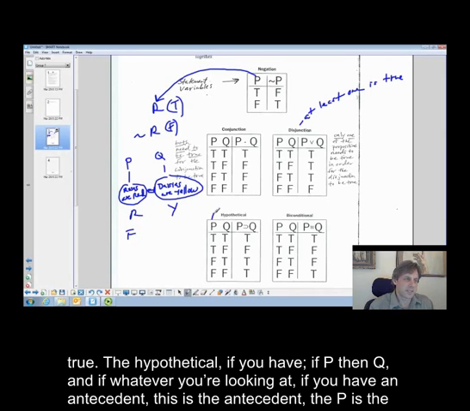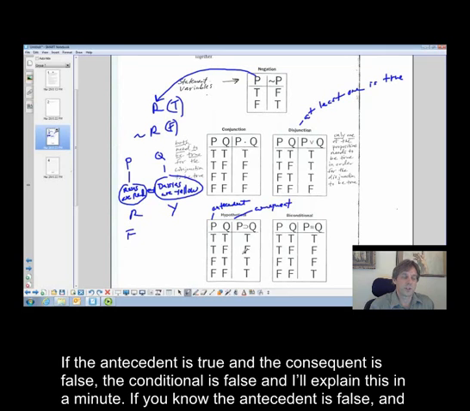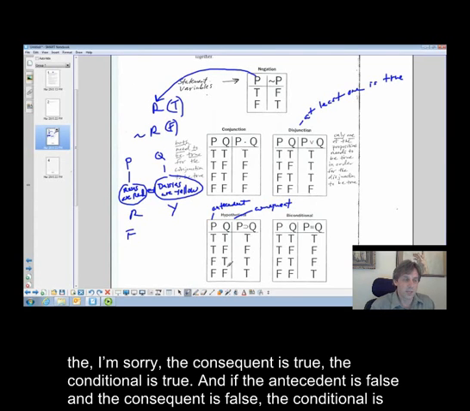The hypothetical: if you have if P then Q, this is the antecedent, the P is the antecedent, whatever it is. The Q is the consequent, okay? If you know the antecedent is true and the consequent is true, the conditional is true. If the antecedent is true and the consequent is false, the conditional is false, and I'll explain this in a minute. If you know the antecedent is false and the consequent is true, the conditional is true, and if the antecedent is false and the consequent is false, the conditional is true.